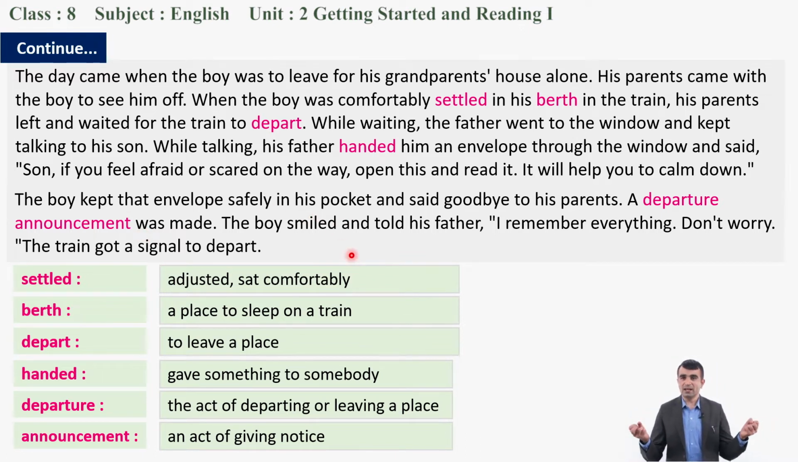Now, are the parents worried about the boy's journey, their son's journey? Yes, they are worried. Why? Yes, they came to the station, left the boy in the train and then went. Did they? Yes. Well, now, next.